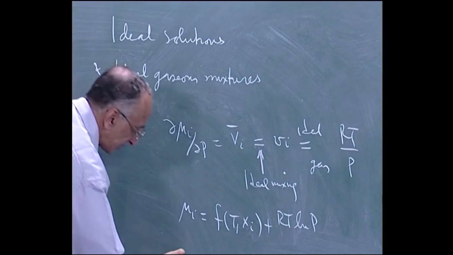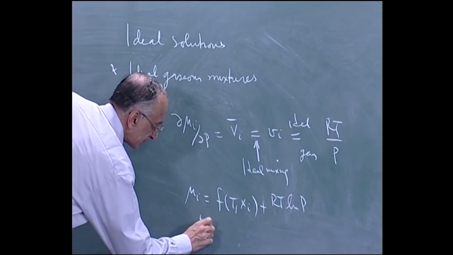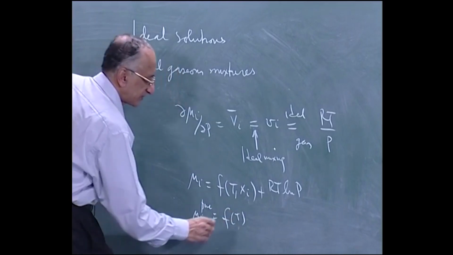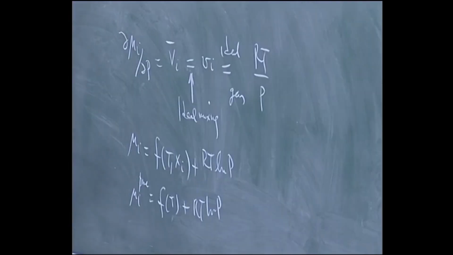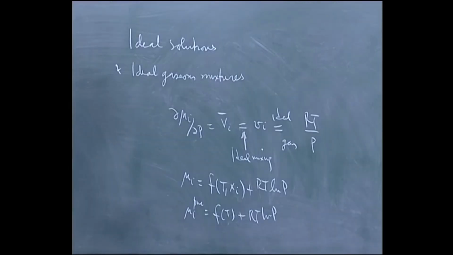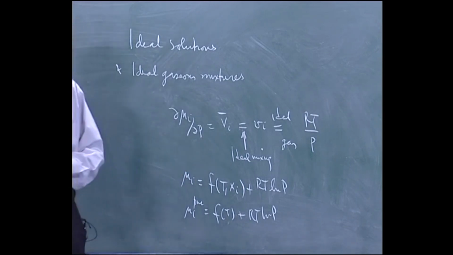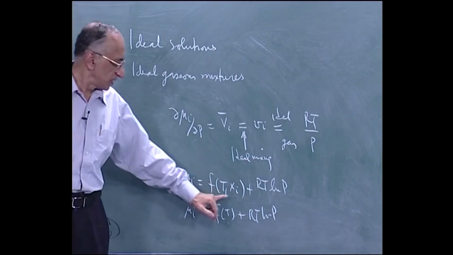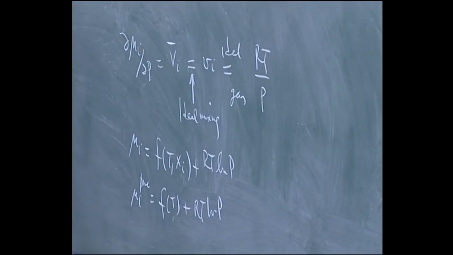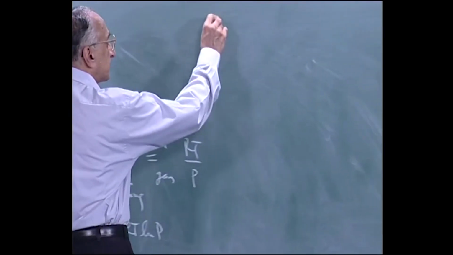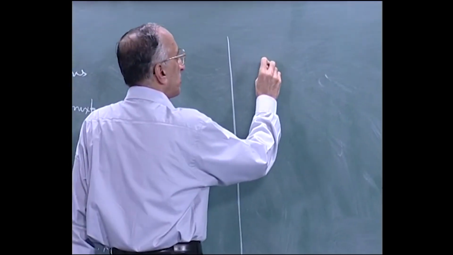In particular, you have μi pure is some function of temperature plus RT ln P. To find this function of composition, you separate out μi and RT ln P. You have f of T and xi, and you have to solve the Gibbs-Duhem equation. I will come back to this in a minute, but let me put down the Gibbs-Duhem equation.